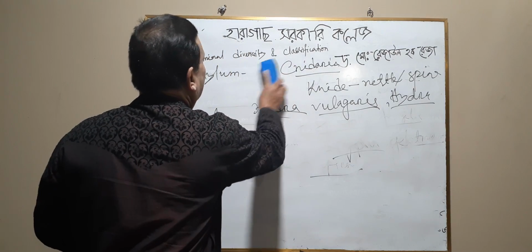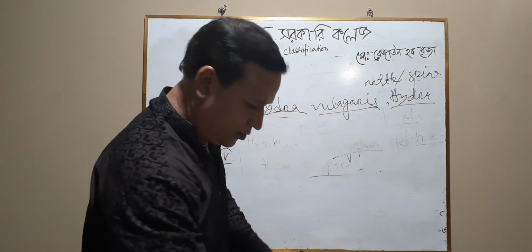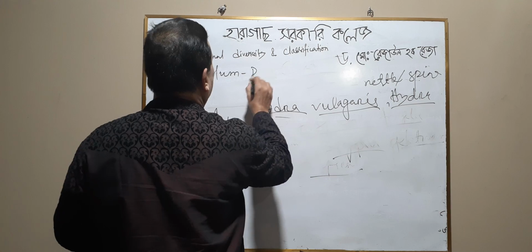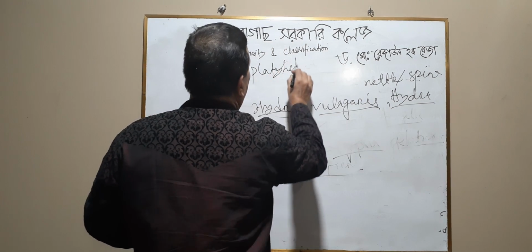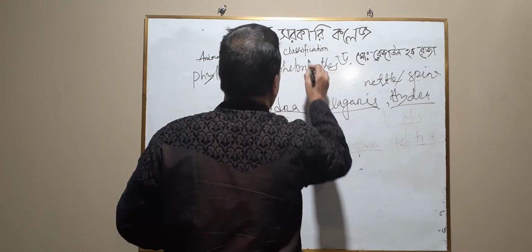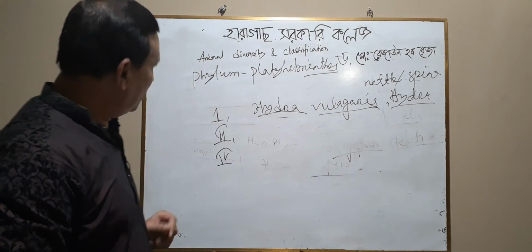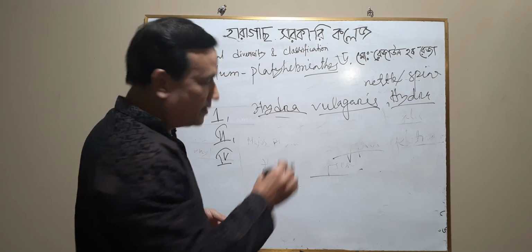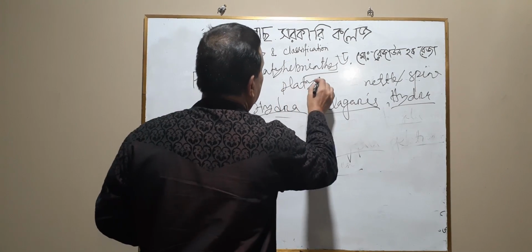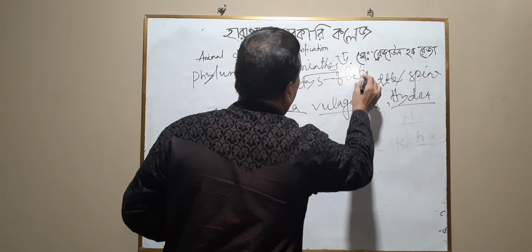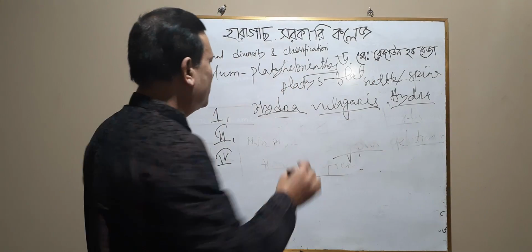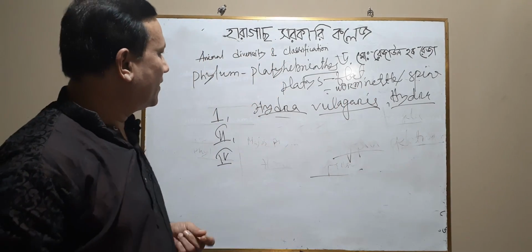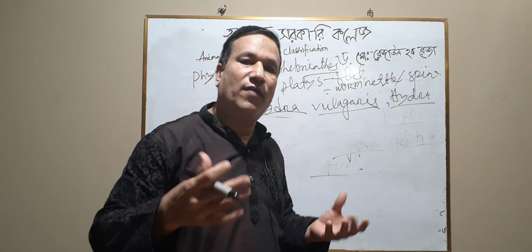Major phylum number 3, Platyhelminthes. The word Platyhelminthes is also divided into two parts. Greek word platys meaning flat, and helminthes meaning worm, flatworm. The animal of this phylum is commonly known as flatworm.